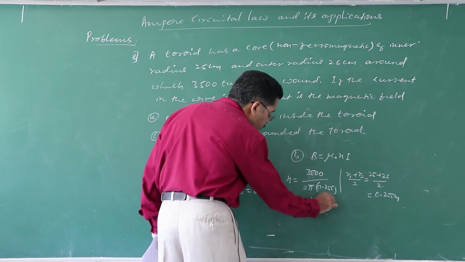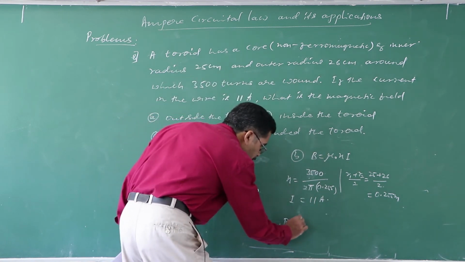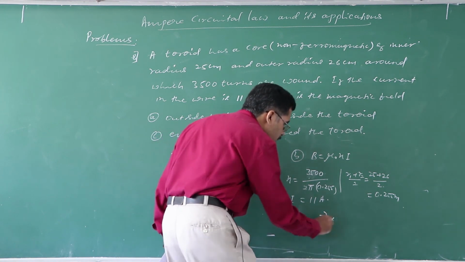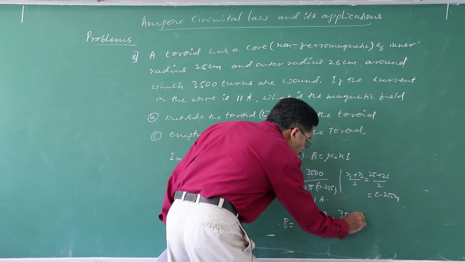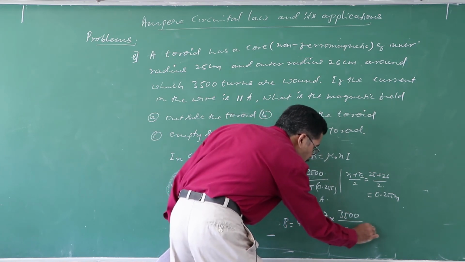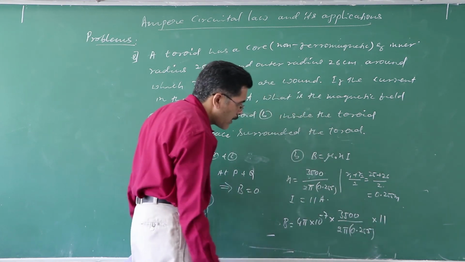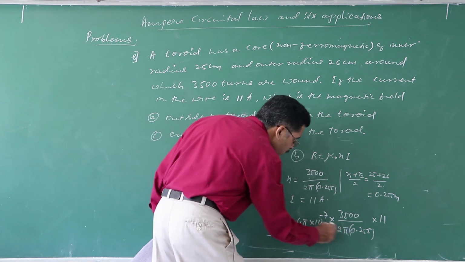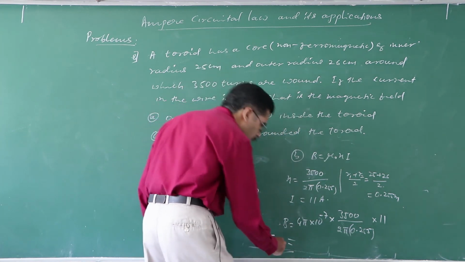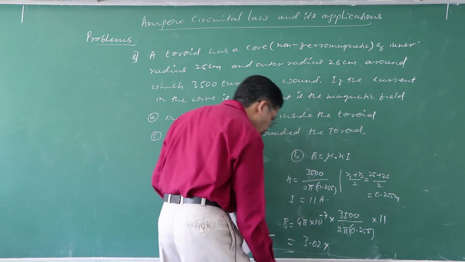And I is 11 ampere. Now substitute in this equation, B is equal to 4 pi into 10 raised to minus 7 into N, which is 3500 divided by 2 pi into 0.255, into I, 11. See, here pi got cancelled. Now on simplification you will be getting 3.02 into 10 raised to minus 2 Tesla.